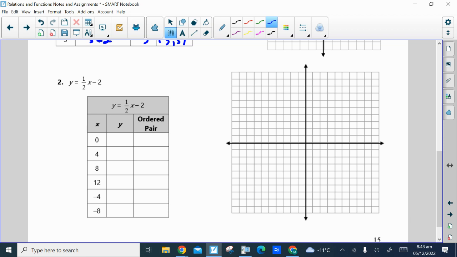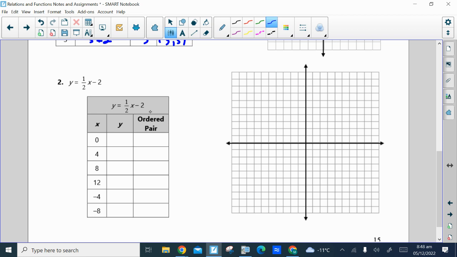So sometimes you're selective on what your x values are that you start with. Again, in this case, when you look at the equation, whatever number you choose for x, your first step is to take half of it. So that's why we start with even values of x.